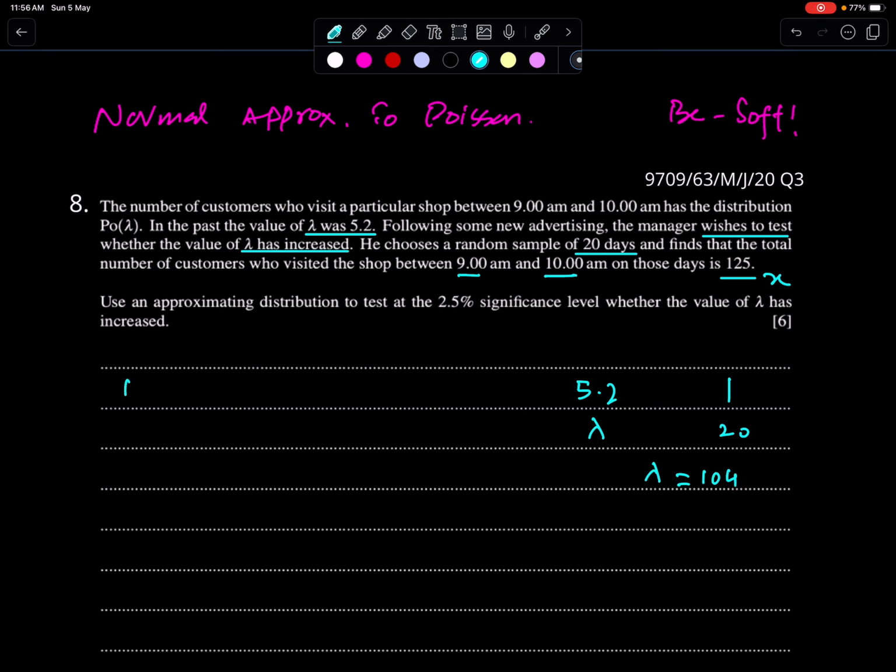and H naught lambda is 104. H1 lambda is greater than 104. You can write lambda has increased here. Here you can write lambda has not increased. This will help you to conclude the statement.